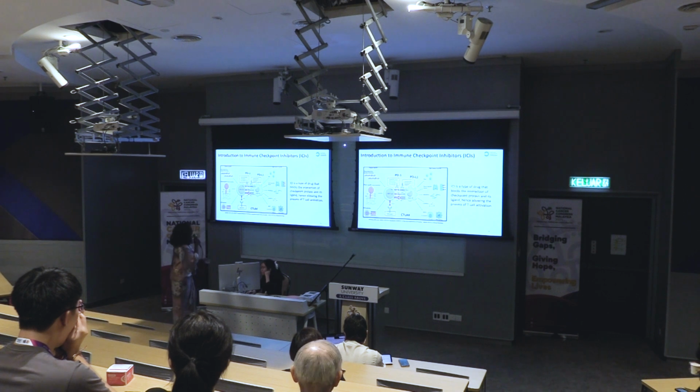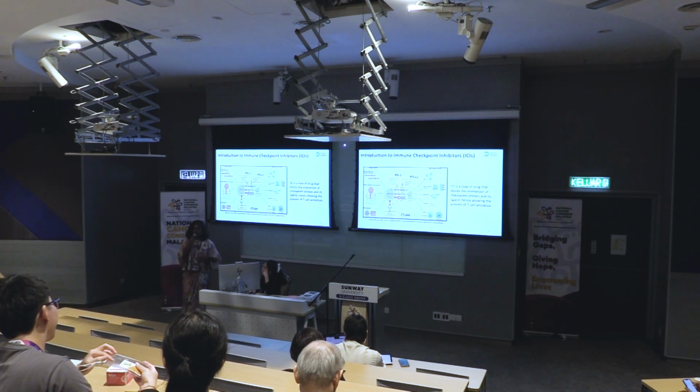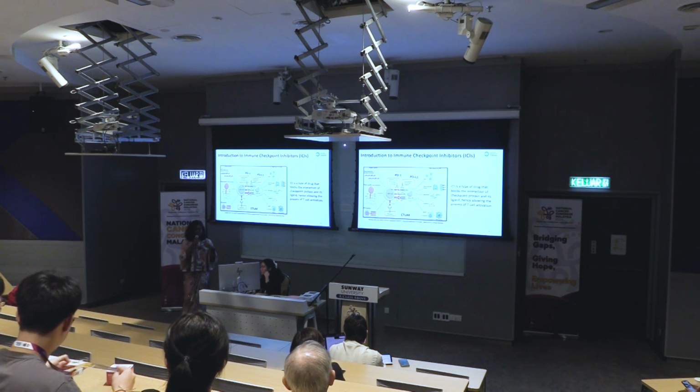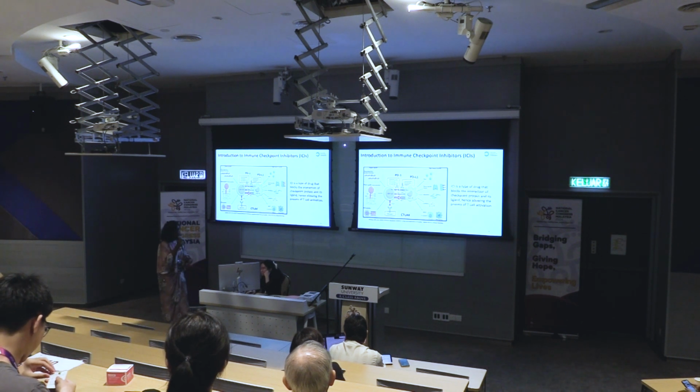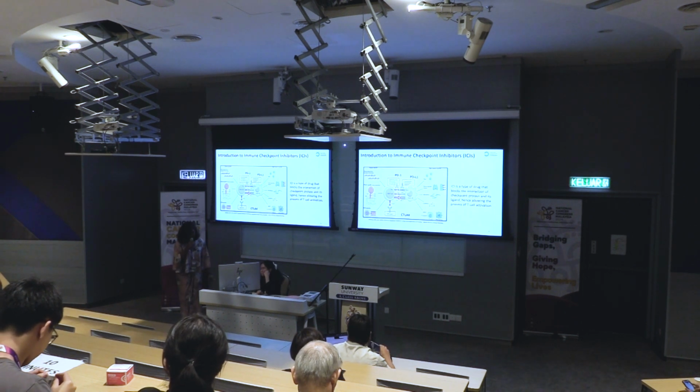So if you develop an antibody against any one of these, you can block the secret handshake between the immune cells and the cancer cells, allowing the immune cells to now recognize and kill the cancer cells.